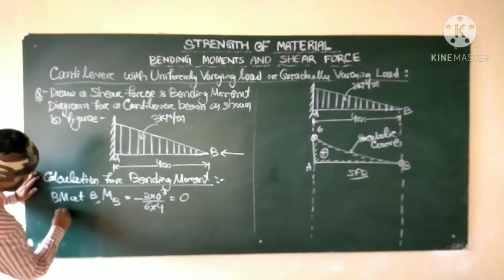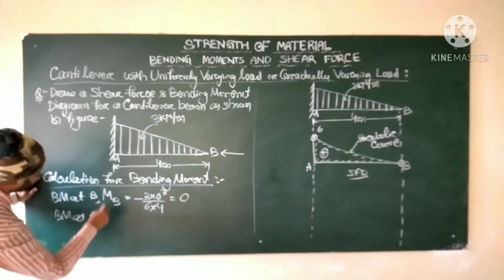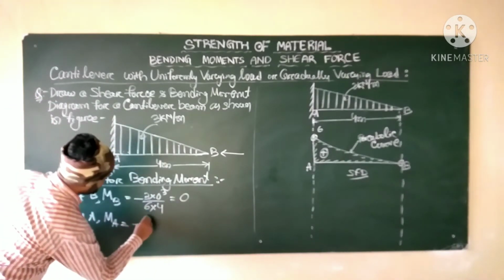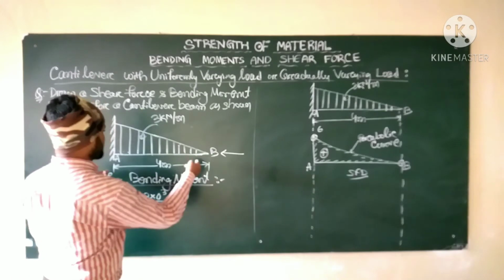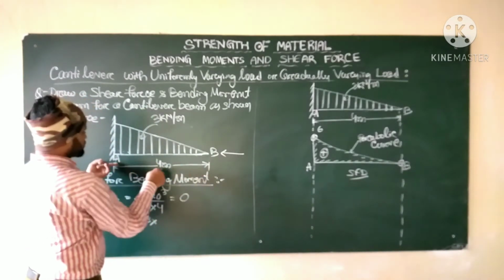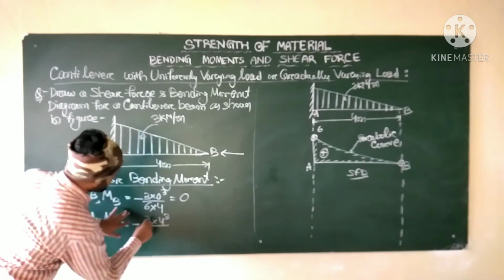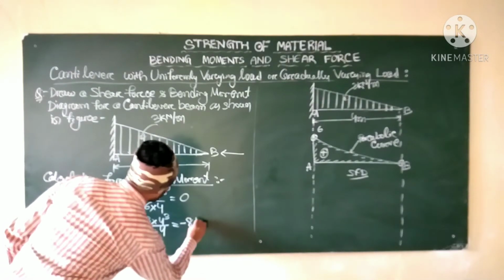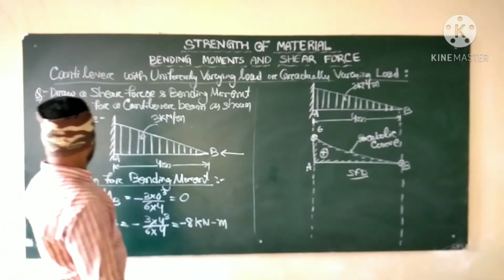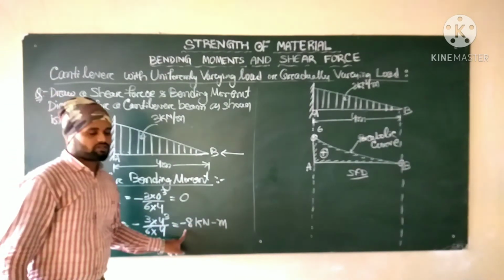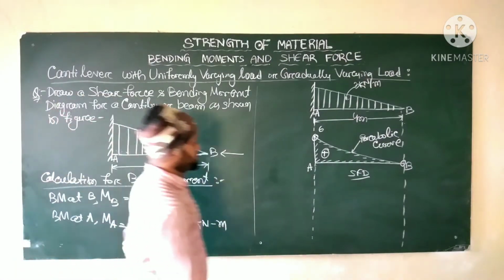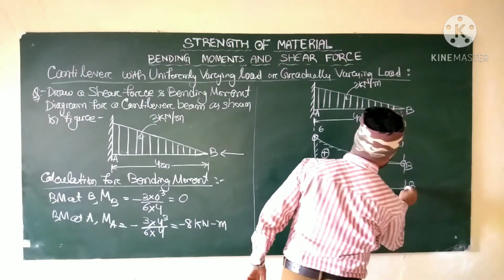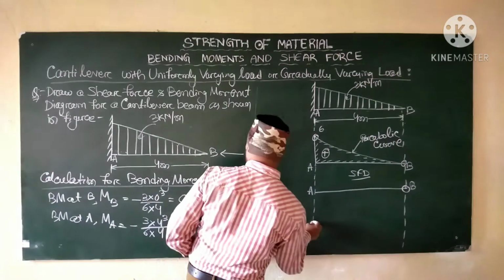Next, bending moment at A. After B, point A comes, so that is MA equal to minus Wx cube by 6L. So minus W means 3. X cube means the distance from the free end. So point A is from the free end how much? 4 meter. So 3 into 4 cube by 6L, 6 into L is 4. Minus 8 kilonewton meter. So at point B it is 0, at point A it is minus 8. So the diagram is below the baseline. So here is the baseline, A, here B. At point B it is 0. At point A it is minus 8.